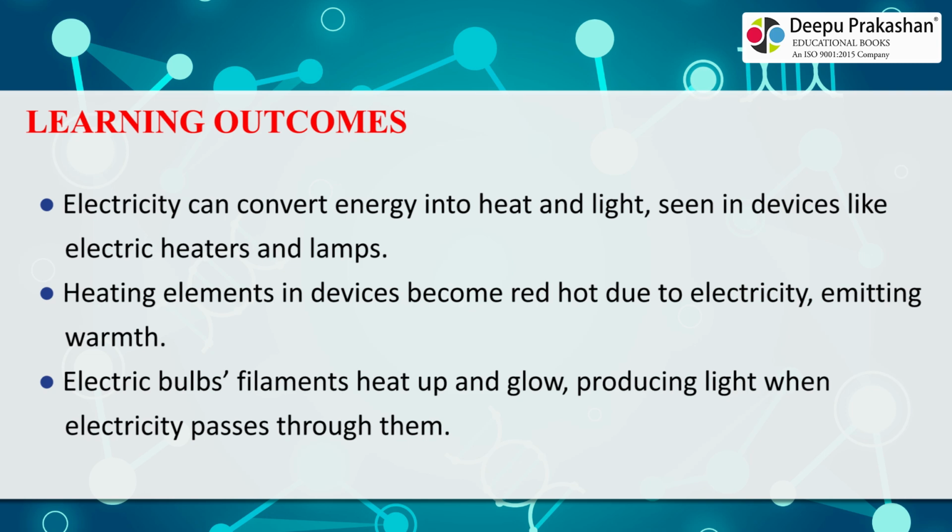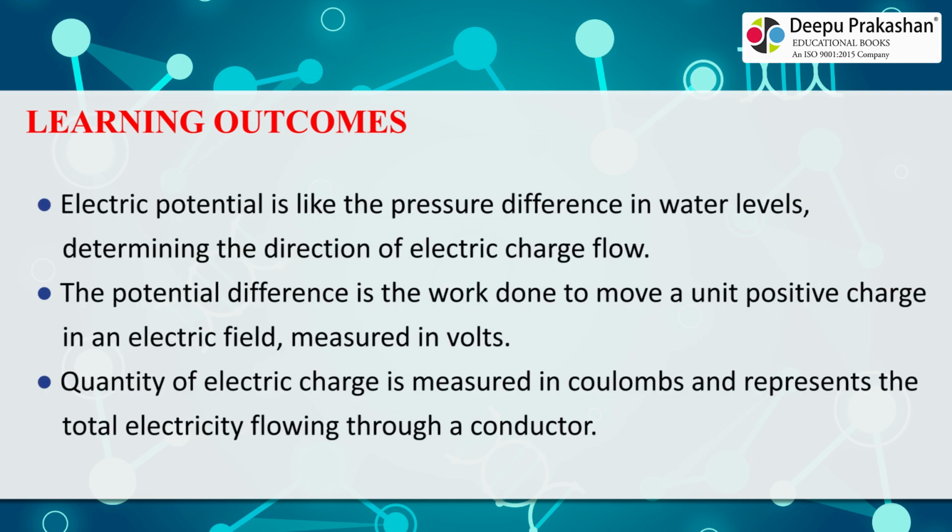Learning outcomes. Electricity can convert energy into heat and light, seen in devices like electric heaters and lamps. Heating elements in devices become red hot due to electricity, emitting warmth. Electric bulbs' filaments heat up and glow, producing light when electricity passes through them. Electric potential is like the pressure difference in water levels, determining the direction of electric charge flow.